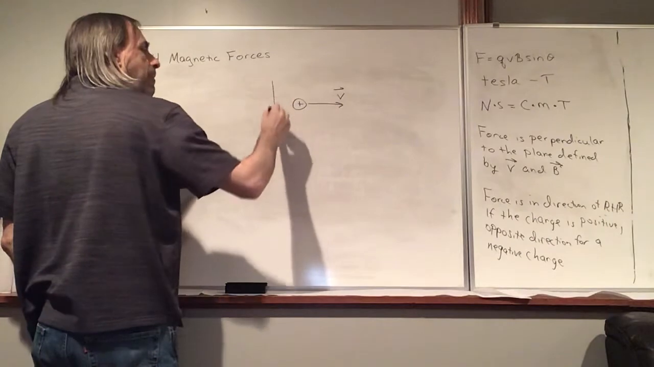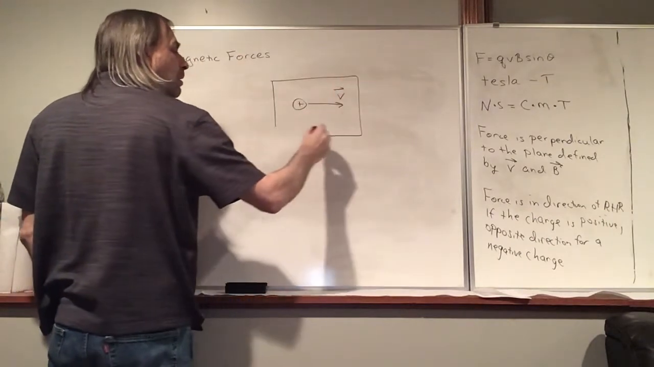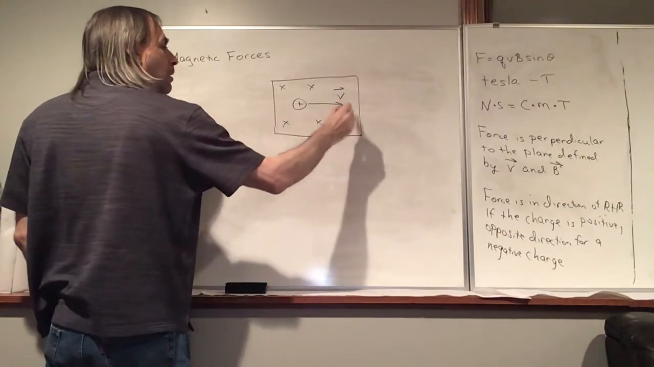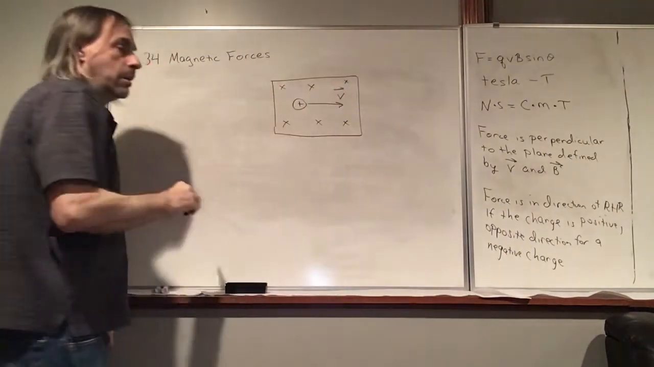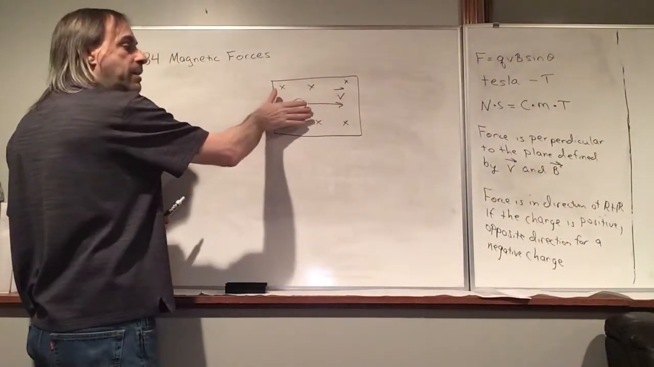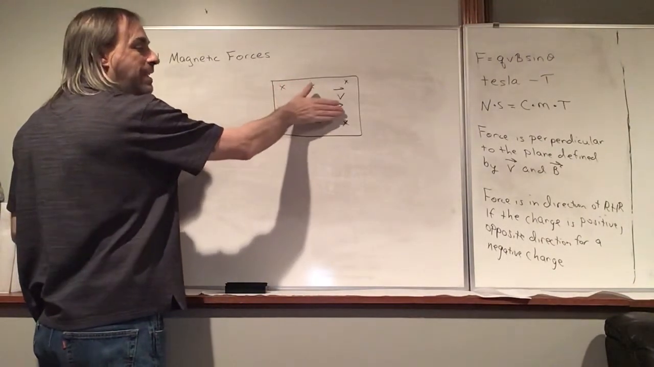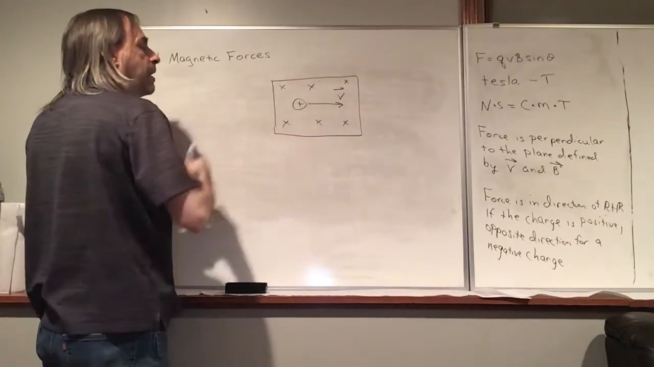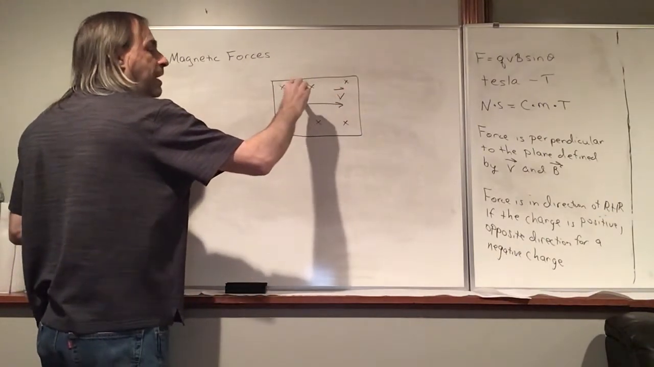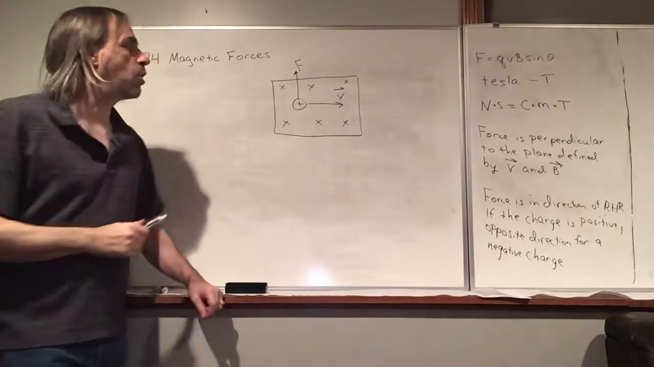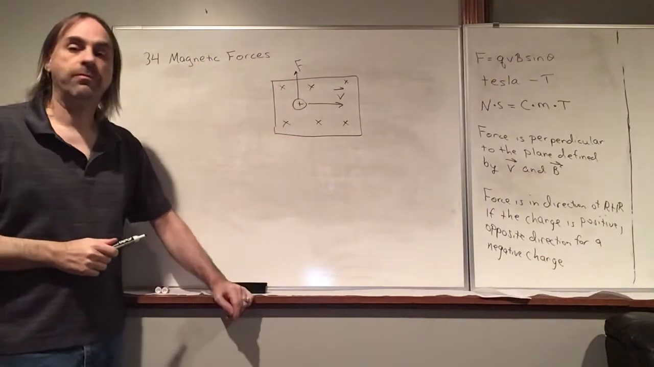In a region with a magnetic field, let's say into the board. Okay, so there is a force on this charge, and again, more practice. Right-hand rule: velocity, fingers in direction of velocity, curl into the magnetic field. And so the magnetic force is in this direction.